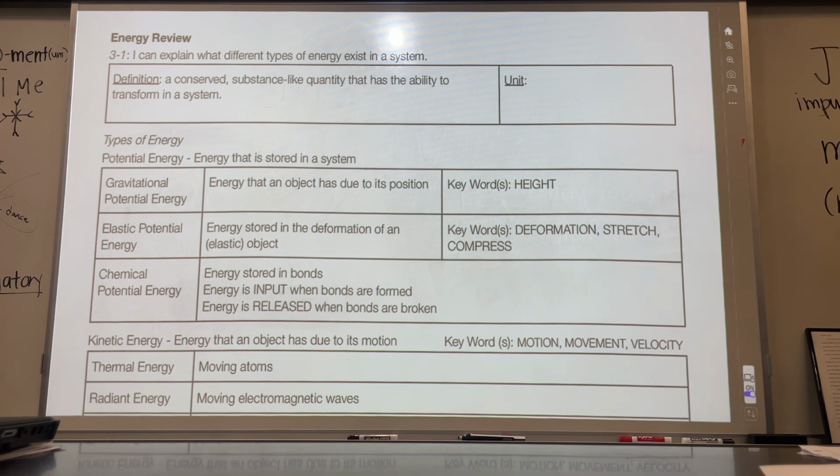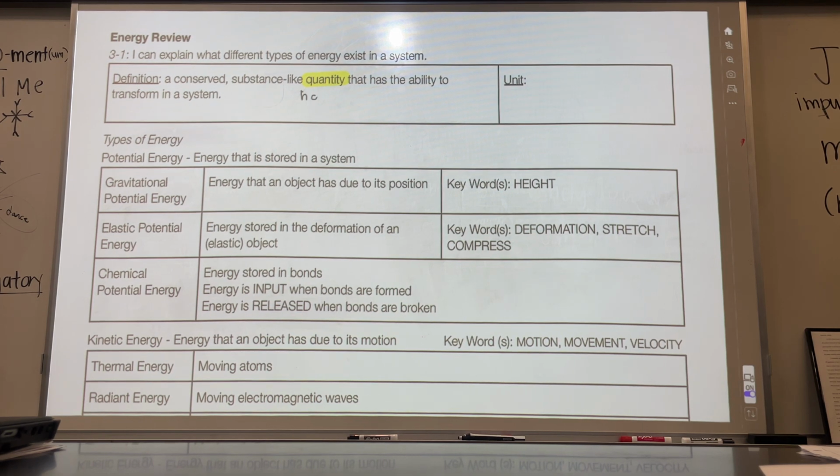It's a conserved substance-like quantity that has the ability to transform in a system. What you need to pay attention to is the fact that it's a number. That's what this means. Okay, it has a value. Has a numerical value, and also it is conserved, which means that in order for it to be conserved, it has to transform from one type to another.